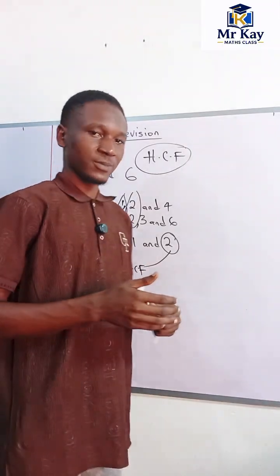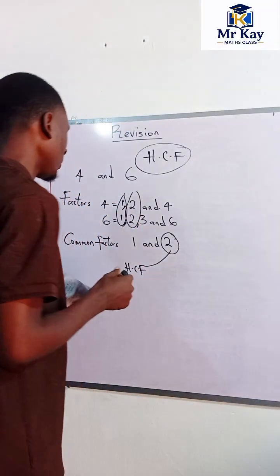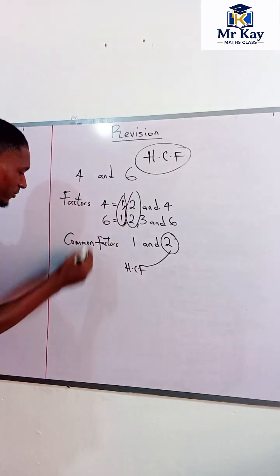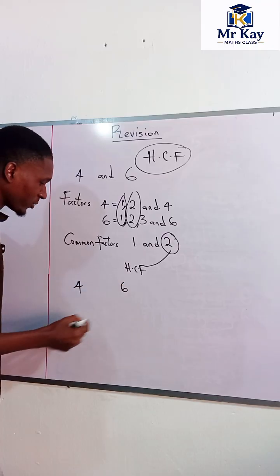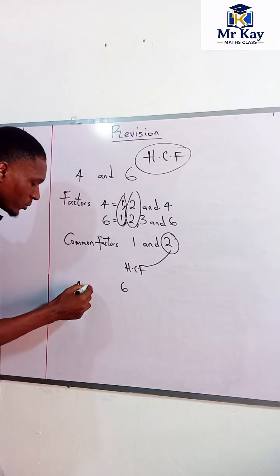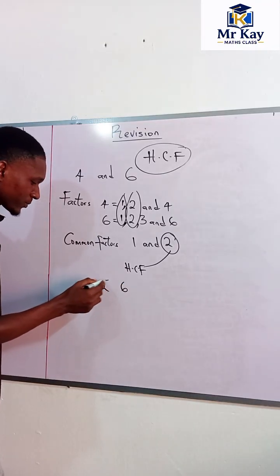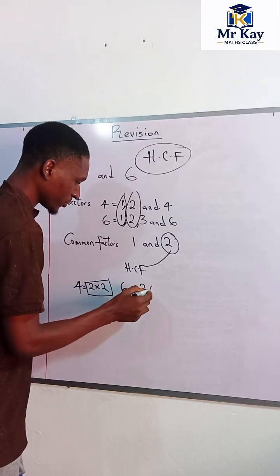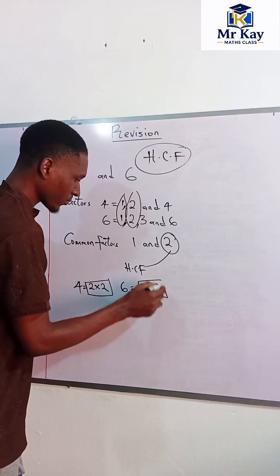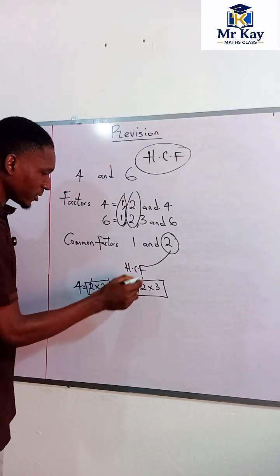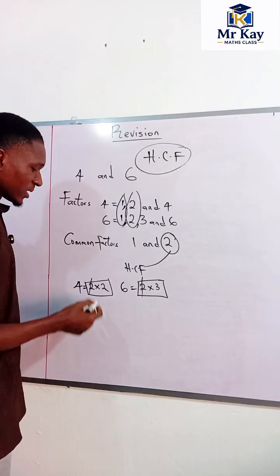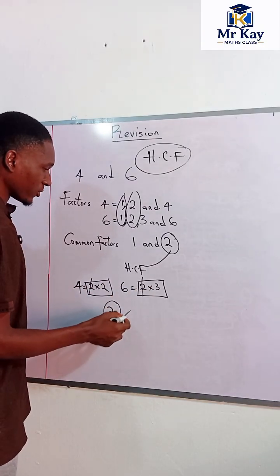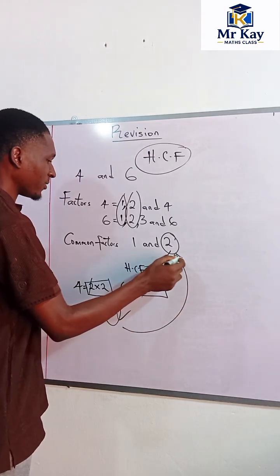The second method is prime factorization, where I told you to break these numbers into their prime numbers. For example, 4 and 6, we have to break them. 4 is going to be equal to 2 times 2. They are both prime numbers. While 6 is going to be equal to 2 times 3. So you can see the common number is 2. 2 can't take 3, therefore just 2 we have. And 2 is the highest common factor. The same as what we have here.